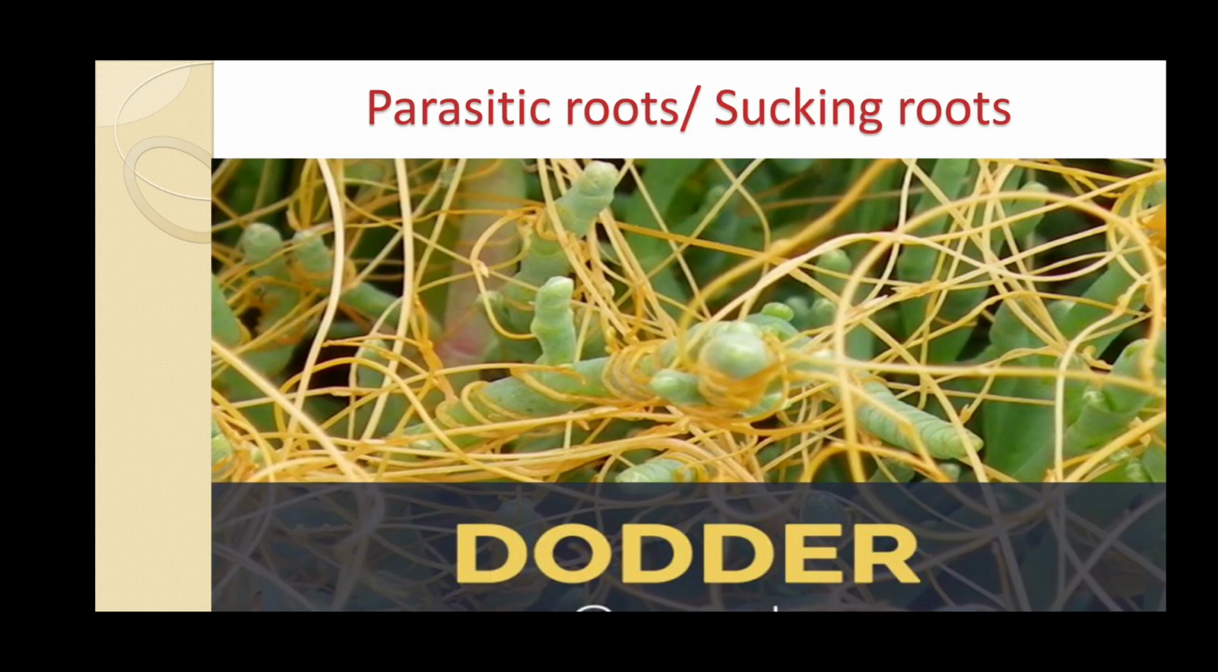Next are parasitic or sucking roots. Dear students, we have discussed this thing in our previous chapter also. In some plants such as dodder, which grows on another plant, its root arises from the stem and penetrates into the stem tissue of the other plant, the host plant, and absorbs water and minerals from the host plant, and such types of roots are called parasitic or sucking roots. So this was all about the root system and the function of the roots, types of roots, as well as the modification of the roots.